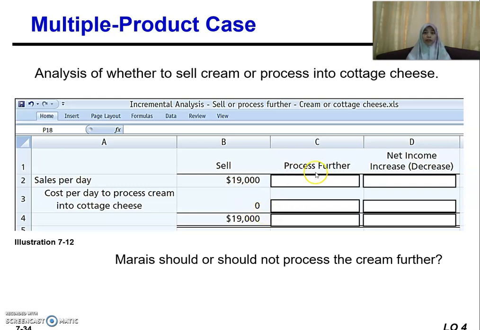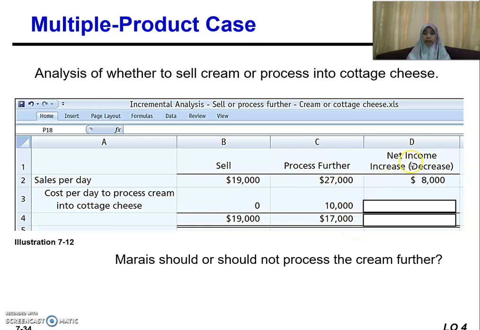But what about if you further process it? You can sell it and then you will get a revenue of 27,000 just now. And then what about the cost? You need to incur 10,000. So the revenue that you get is 27,000 and then the further cost is 10,000. So you've got a positive figure, an increment of 17,000.